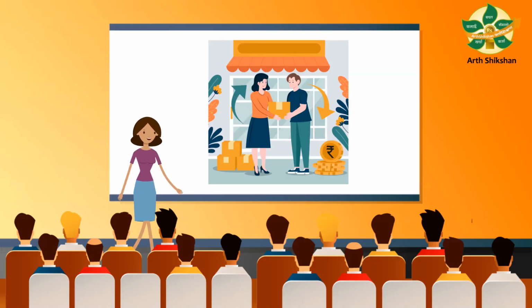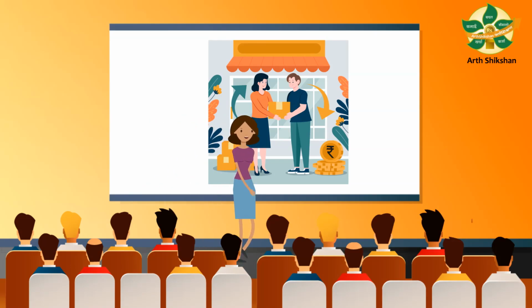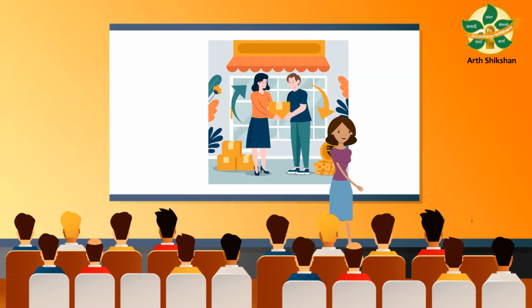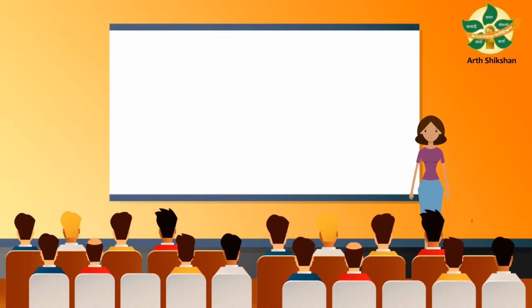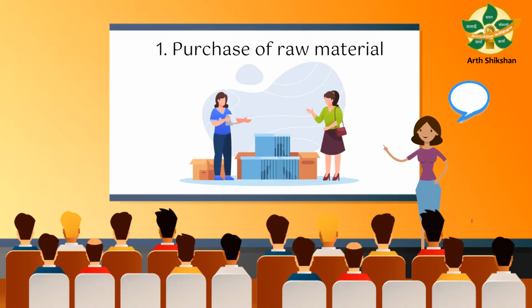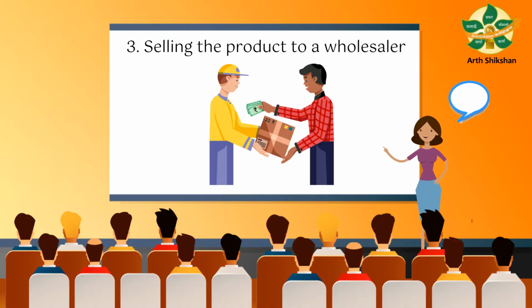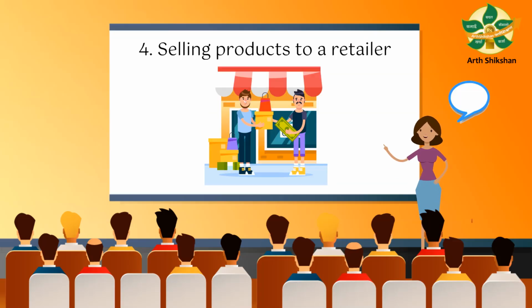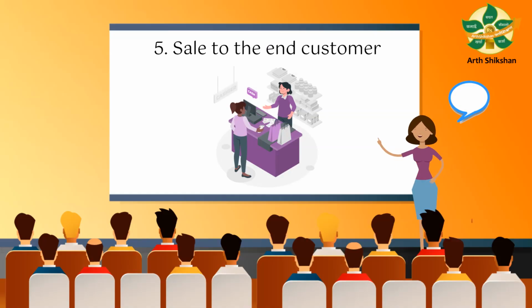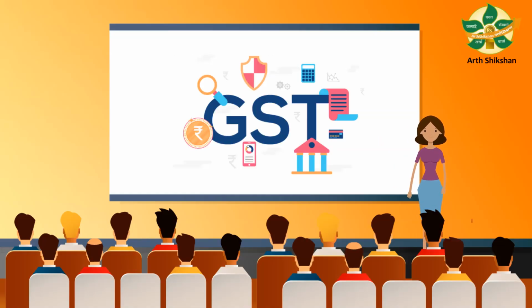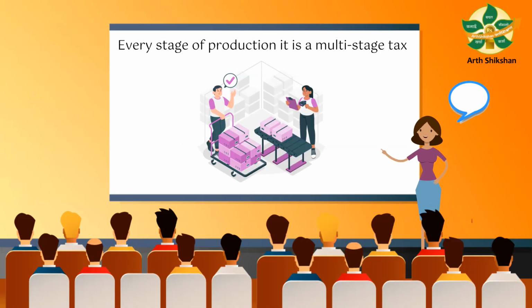We need to know that a product goes through various stages before end customers consume it, like first, purchase of raw material; second, manufacturing of product; third, selling the product to a wholesaler; fourth, selling products to a retailer; fifth, sale to the end customer. GST is applied at every stage of production, hence it is a multi-stage tax.